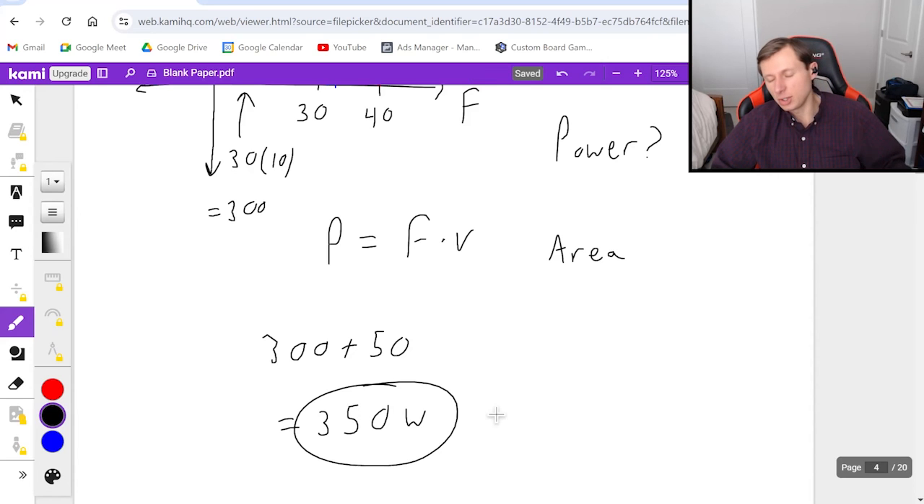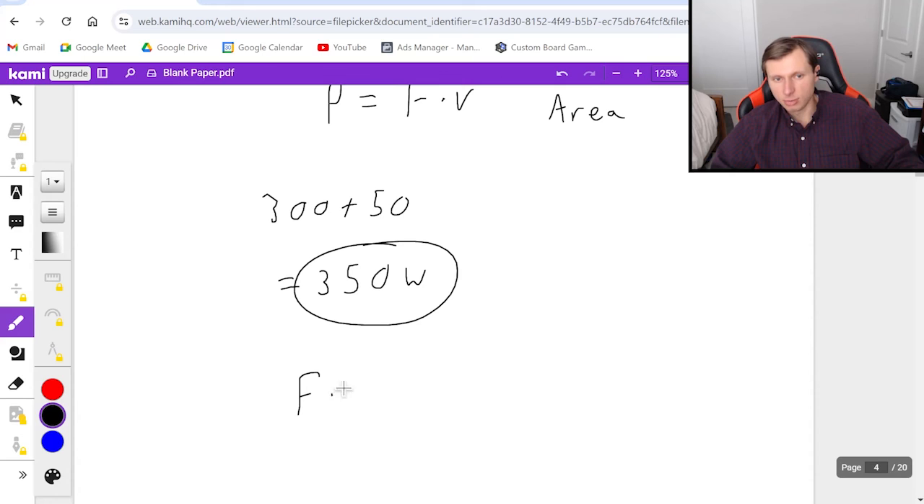Now I do want to tell you, just because it's a graph does not mean it's automatically the force times velocity equation. And likewise, you can use this equation, power equals force times velocity, even if you don't have a graph. It just depends on what the problem gives you in terms of the given information.